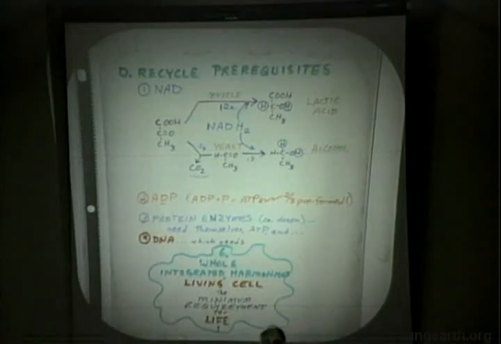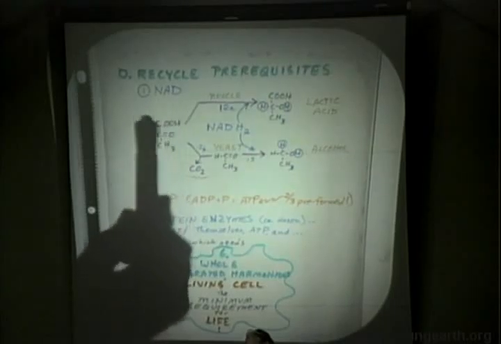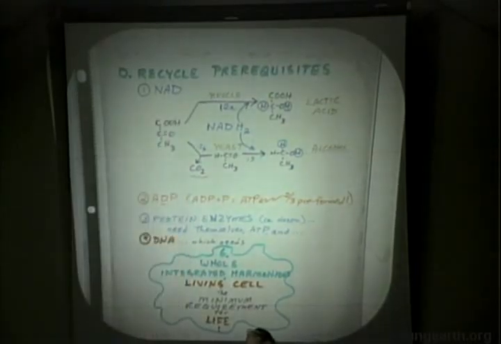Yeast have a two-step process. First of all, they release the carbon dioxide from the top of the molecule, and it leaves this little short acetaldehyde down here. And the carbon dioxide, what are yeast good for?